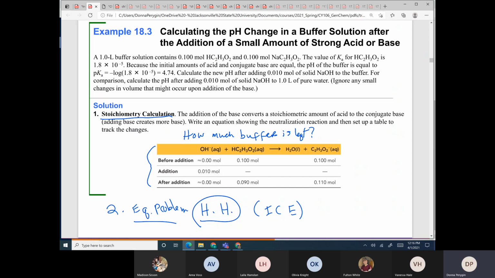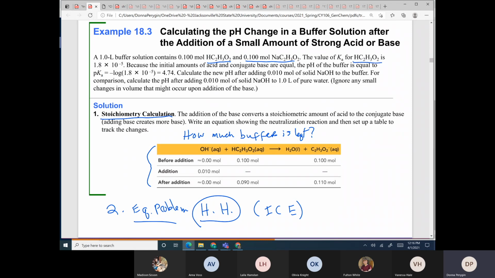A 1 liter buffer contains 0.1 mole of acetic acid and 0.1 mole of sodium acetate. So remember, a buffer is going to have approximately a 1-to-1 ratio, equal amounts of acid and its conjugate base. And we'll look at why that is when we get back to the PowerPoints, okay? So the value of the Ka for the acid is 1.8 times 10 to the minus fifth.